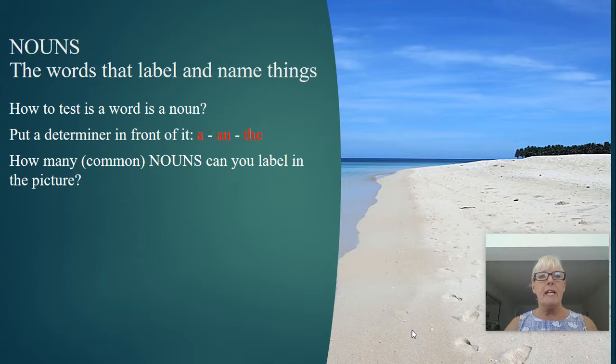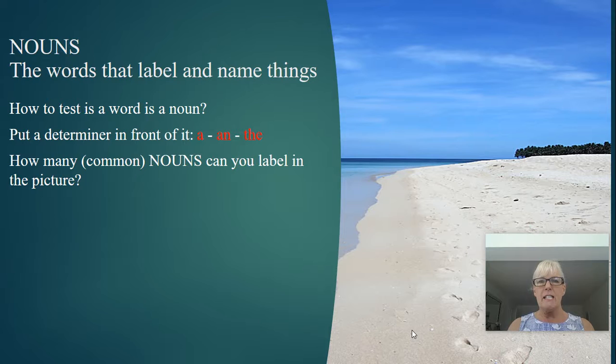So let's have a think about nouns. You can look around you and you can see things. You can label them. They're objects. How can we test if a word is actually a noun? Often you can if you put something called a determiner in front of it. So that's a, an, the. So if we have a look at the picture to the right-hand side of the screen, how many common nouns can you actually label in the picture?